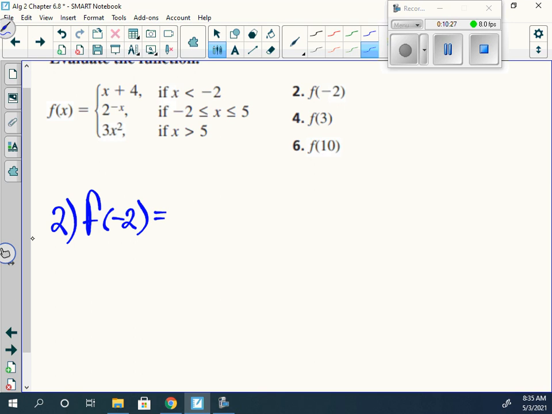So for x plus 4, x is less than negative 2. So is negative 2 included? Because it has to be equal to include it. Well, it is included in the middle statement because negative 2 is less than or equal to x is less than or equal to 5. So we're still using the middle statement. Since the middle statement has equals on either side, the middle statement includes negative 2 and 5. The top one does not include negative 2, and the bottom one doesn't include 5.